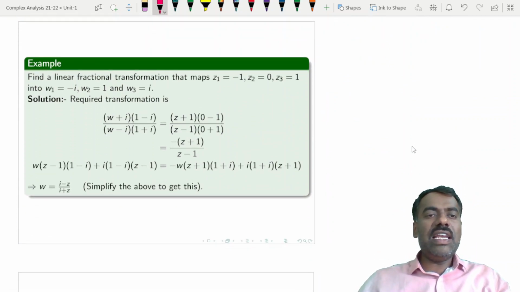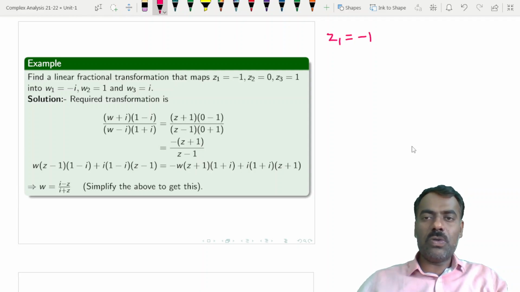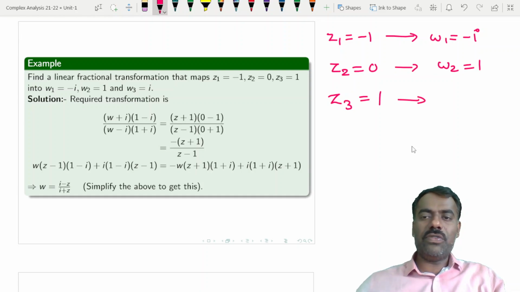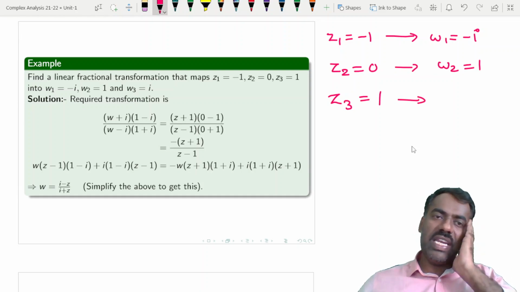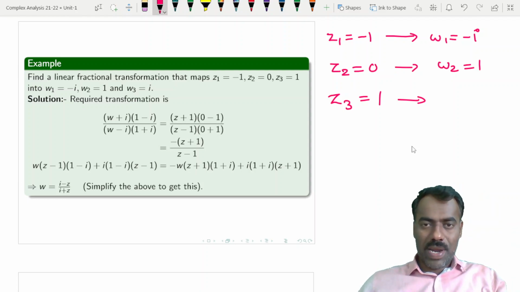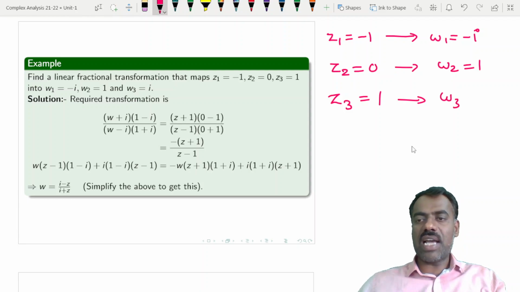Suppose we want to find a linear fractional transformation that maps z1 equal to minus 1 to w1 equal to minus i, and we want to send z2 equal to 0 to w2 equal to 1, and z3 equal to 1 to w3. That means we want a linear fractional transformation which sends minus 1 to minus i, 0 to 1, and 1 to w3, which is i.